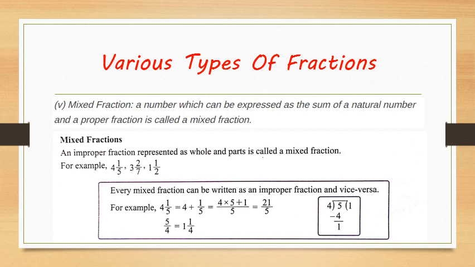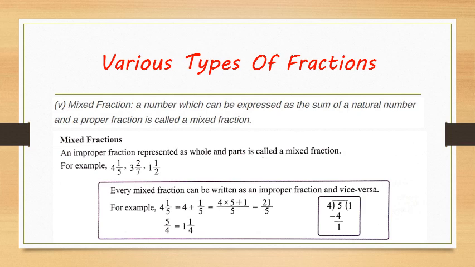4 whole 1 by 5 can also be written as 4 plus 1 by 5. On solving, in the numerator we have to write 4 into 5 plus 1, that is 21, and the denominator will remain the same. So 4 whole 1 by 5 can also be written as 21 upon 5, which is an improper fraction.